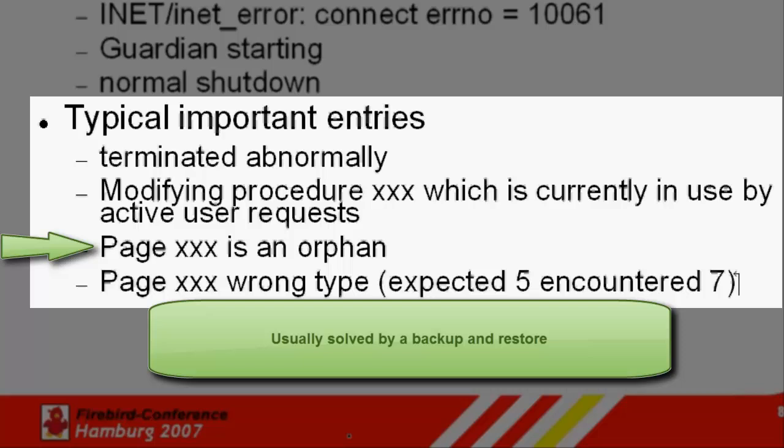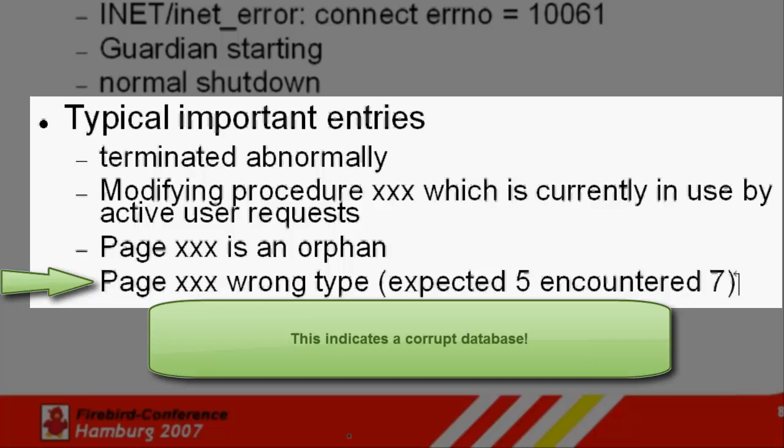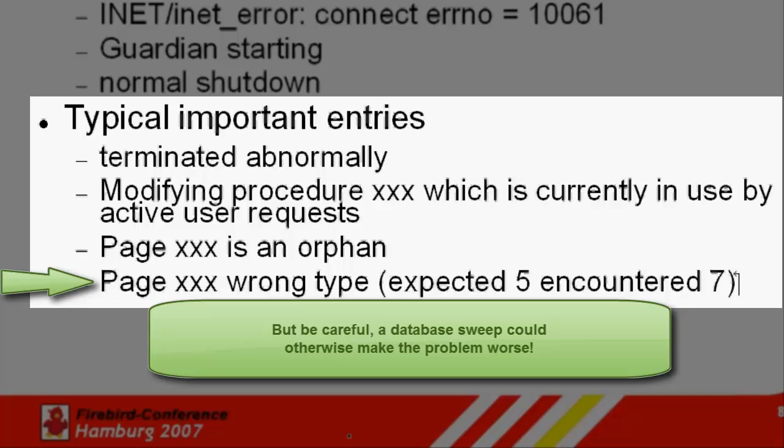Page X wrong type. Unfortunately, this one's pretty terminal because it's a clear indication that your database is corrupt. It's important to determine which pages are affected because they may not be in use anymore or only store old record versions. In this case, the problem will be solved by the next database sweep. On the other hand, if you are unlucky, the next database sweep will turn it into a real problem.